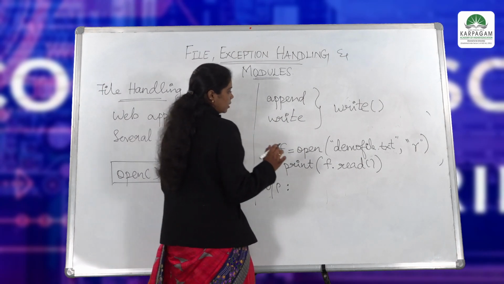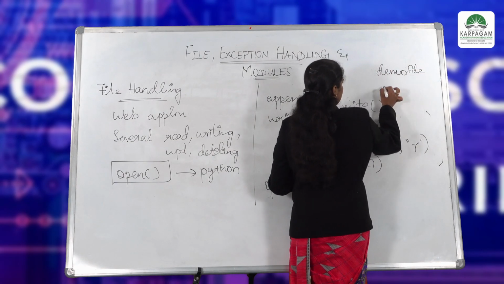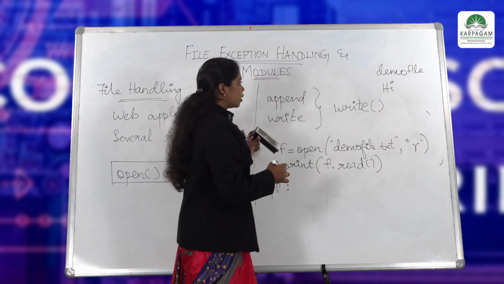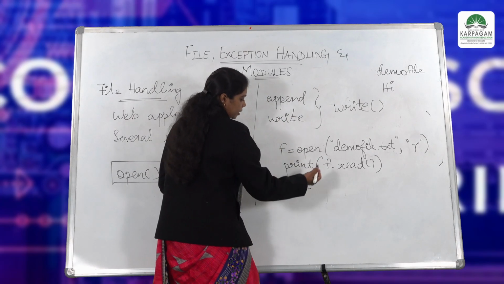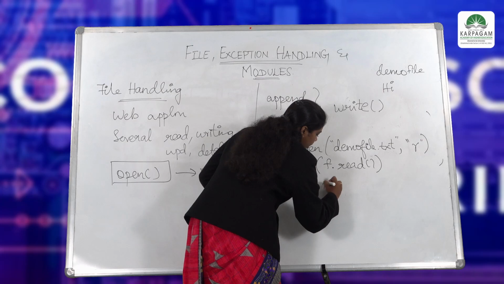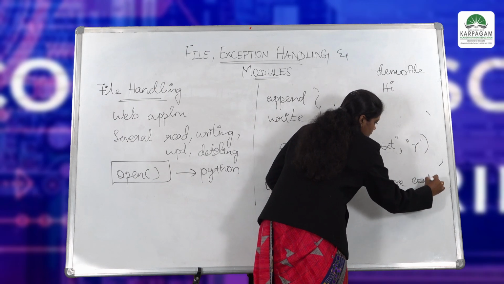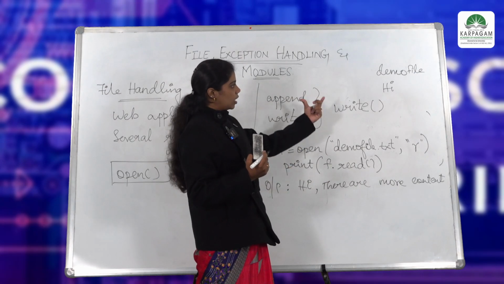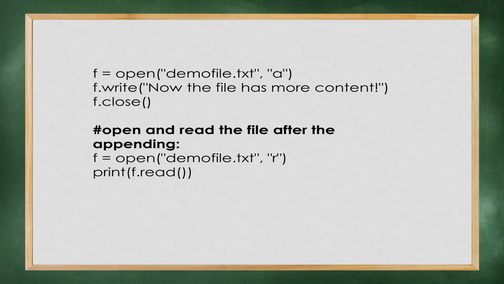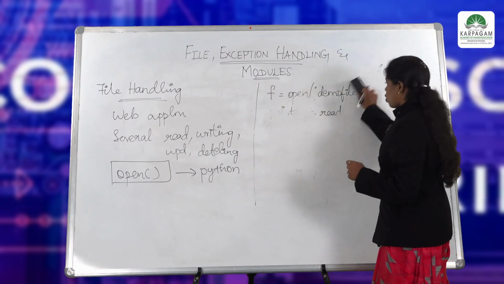for example, if the demo file has "hi" and I am including more content in that, the output will have the appended text after "hi": there are more contents. So the appended content will be included in the actual file and the output will be printed in read mode after appending it. So this is an example for that. This will be easy for you to move to the next level of file handling.